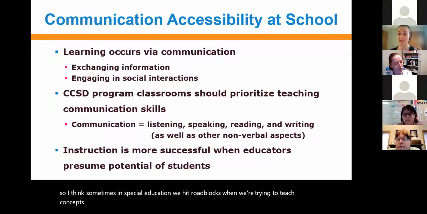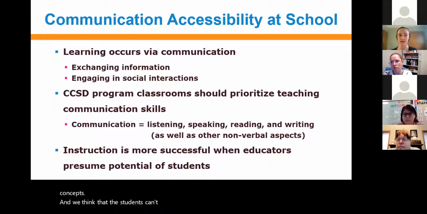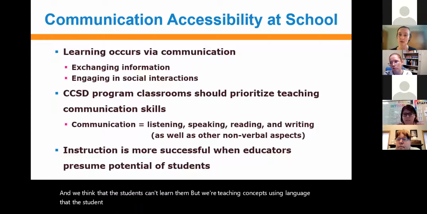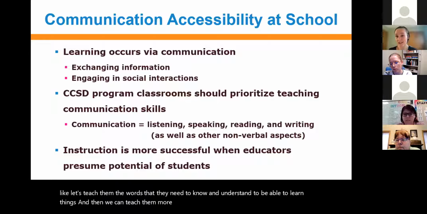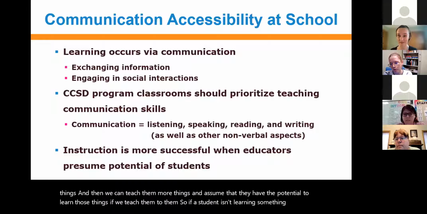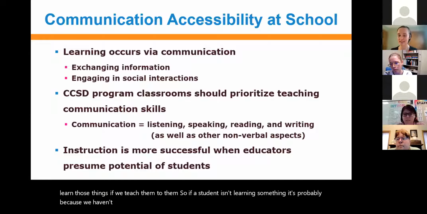And we think that the students can't learn them, but we're teaching concepts using language that the student doesn't already have access to. So that's where we get to that point of, let's teach them the words that they need to know and understand to be able to learn things. And then we can teach them more things, and assume that they have the potential to learn those things if we teach them. So if a student isn't learning something, it's probably because we haven't taught them. It's kind of this circular thing in education.